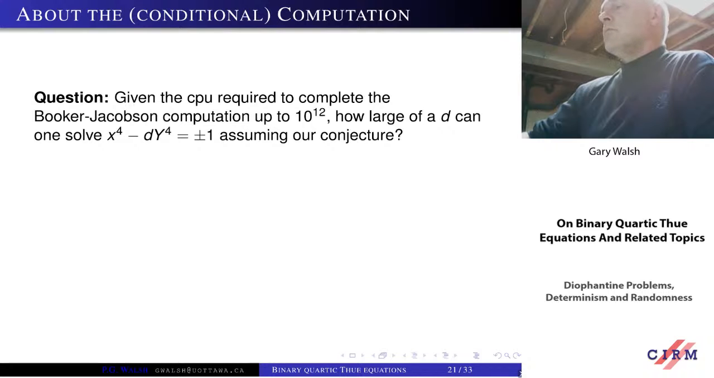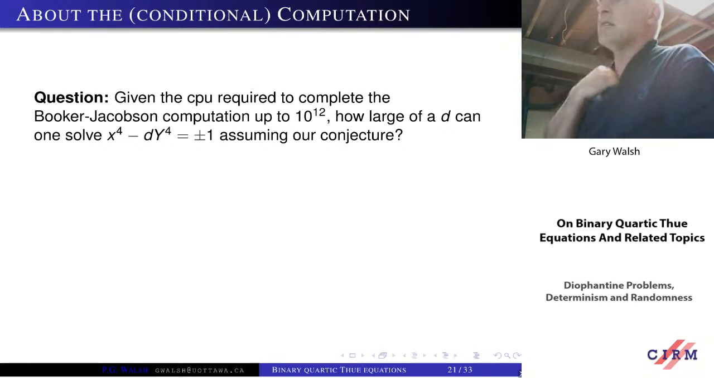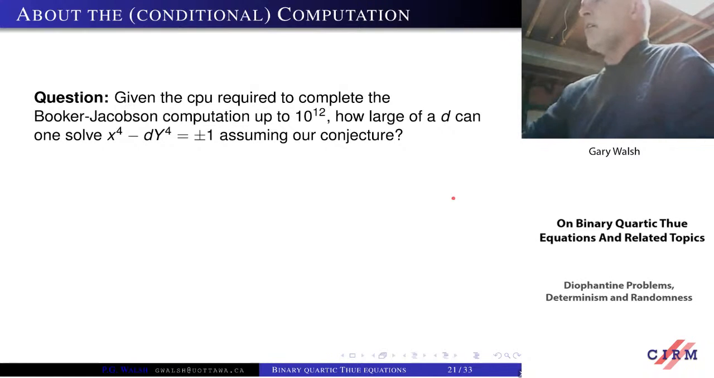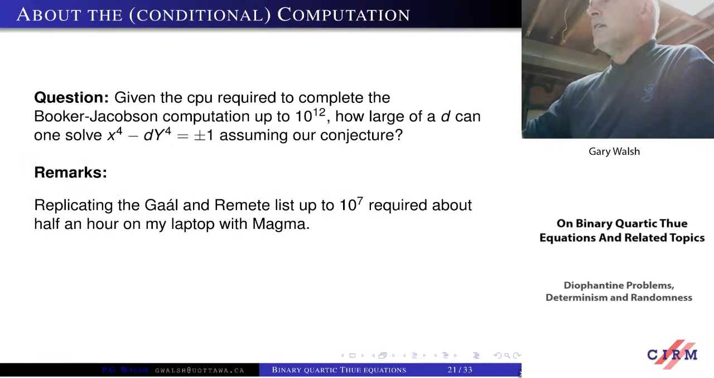So my question then is, given how much CPU Booker and Jacobson are using to get all the way up to 10 to the 12th, and believe me, it's a lot, if one uses our restricted effective ABC conjecture and the same amount of CPU, how large could we solve this equation? It would be interesting to see. I don't know if there's any use in doing that, but nevertheless, it's a question.